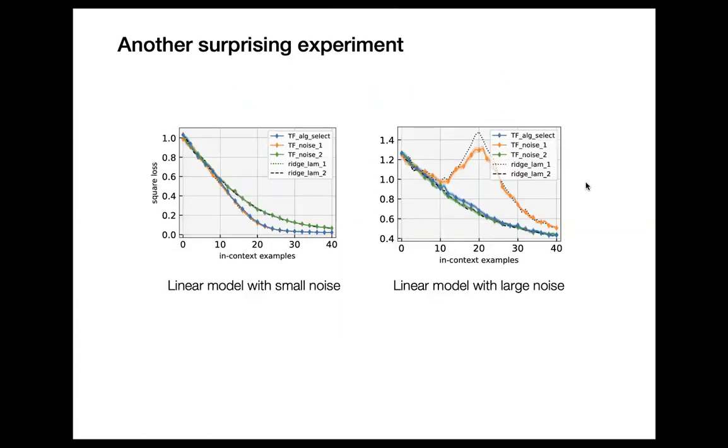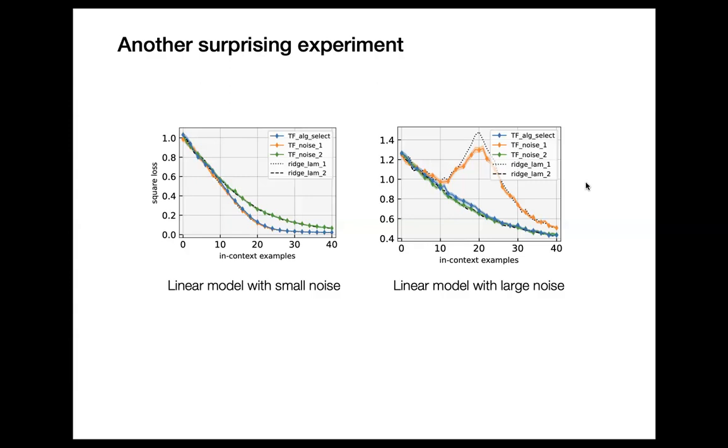This is another surprising experiment following roughly the same idea, but with two different tasks: linear model with small noise and linear model with large noise, Bayesian linear model with small and large noise. You know that the best performance is achieved by the Bayesian predictor, which is ridge regression with a particular parameter. And as you can see, the TF algorithm selection achieves Bayes optimal performance on these two different tasks. Although these are both linear models with some noise level, the noise levels are different in these two tasks. So if you just use a single ridge regression with a particular regularization parameter, you are not able to achieve the best of both worlds.